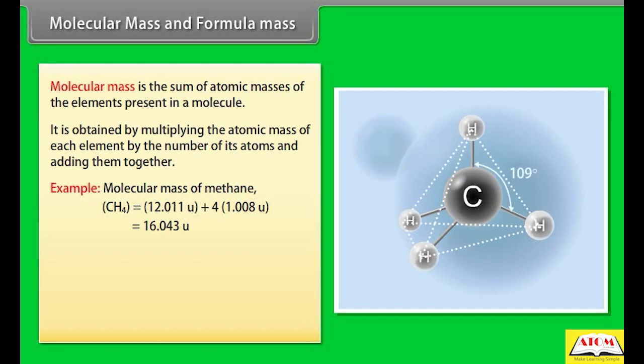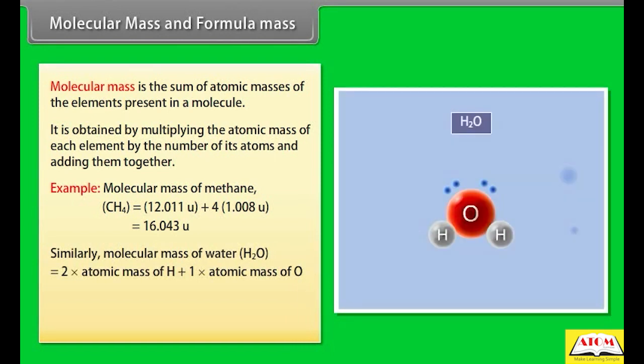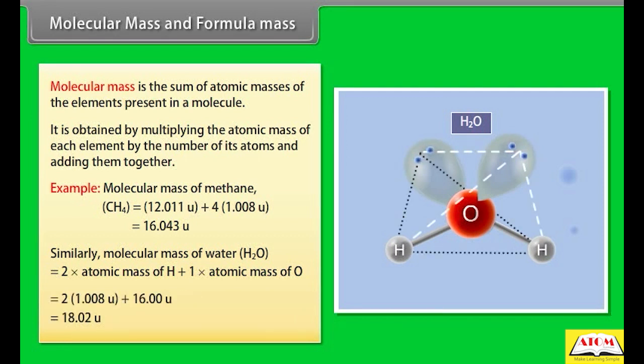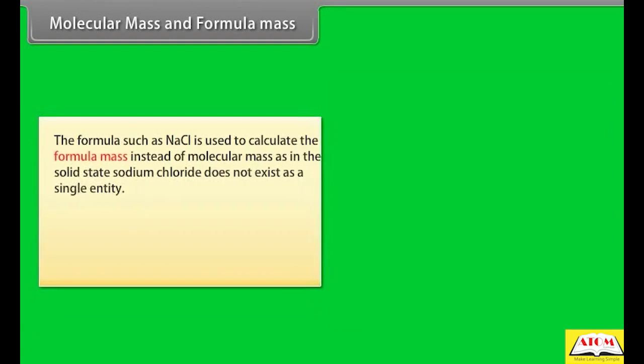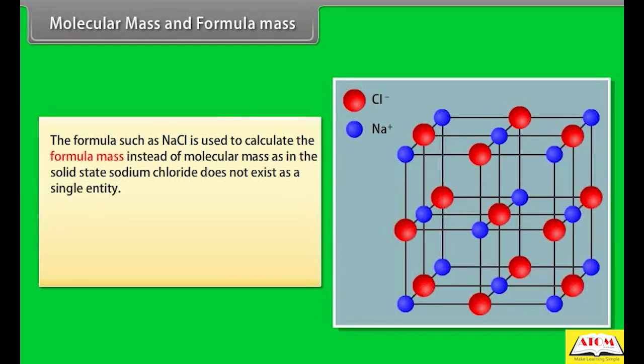CH4 is equal to 12.011 u plus 4 into 1.008 u, which is equal to 16.043 u. Similarly, the molecular mass of water, H2O, is equal to 2 into atomic mass of H plus 1 into atomic mass of O, which is equal to 2 into 1.008 u plus 16.00 u, which is equal to 18.02 u.